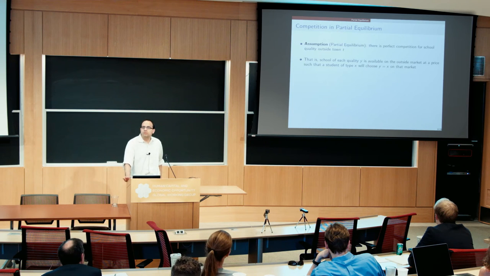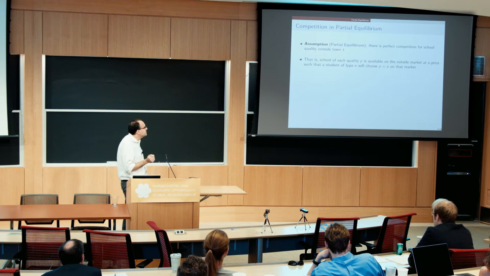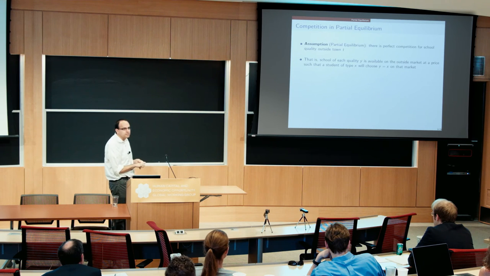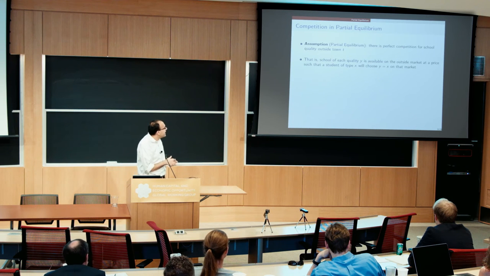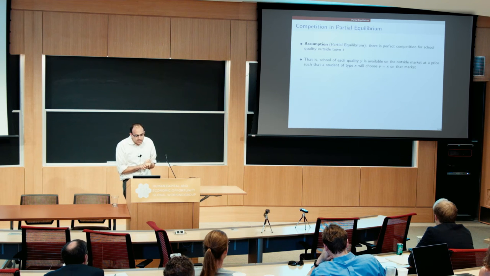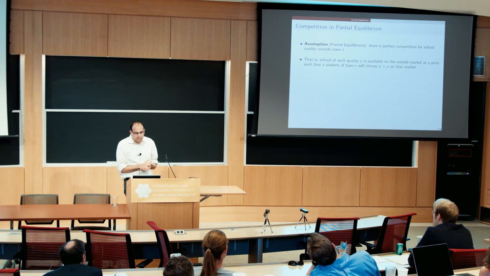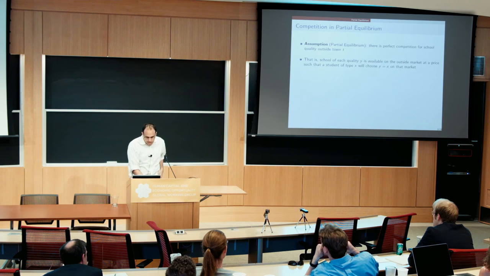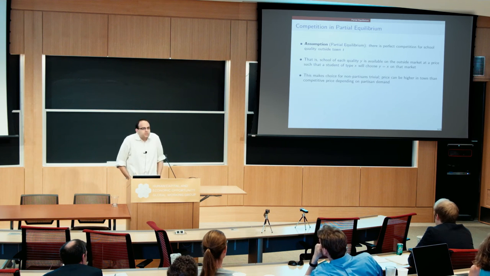So let me start off with my stripped down assumption. Let me just emphasize, this is a very strong assumption, but it allows us to get somewhere. The assumption is what we're calling partial equilibrium. There is perfect competition for school quality outside of town T. That is, a school of each quality Y is available on the outside market at a price such that a student of type X will choose to attend a school of type exactly equal to X on the market. So this is an assumption that makes the choice trivial for nonpartisans.